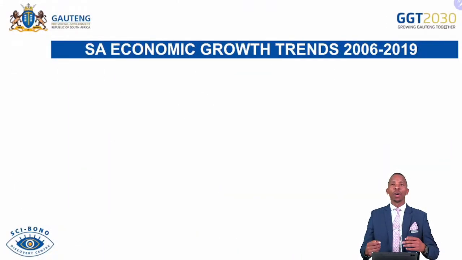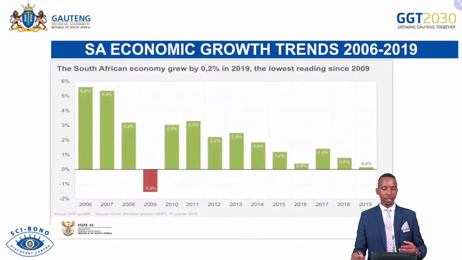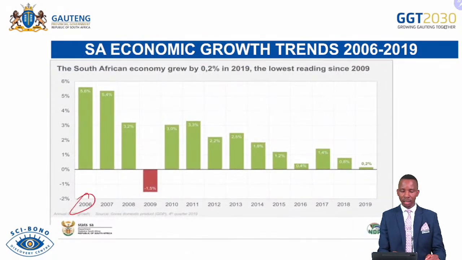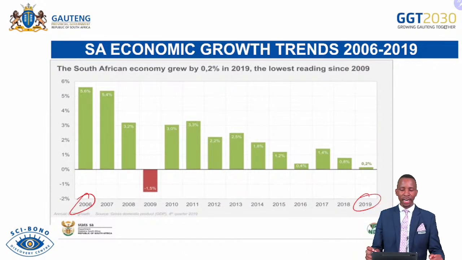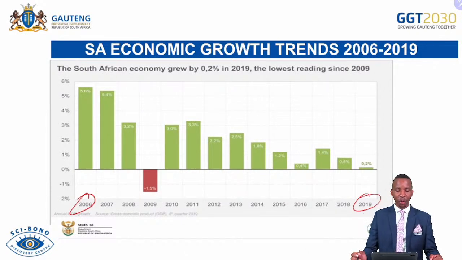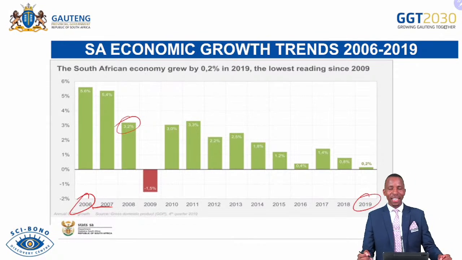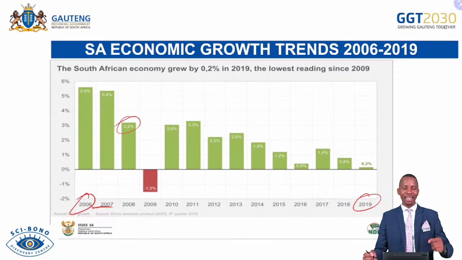So we check over the past years and past quarters, how has South African economic growth been? This is presented graphically, from 2006 to 2019. We can see we recorded the highest growth in 2006, which was 5.6%, and then it dropped to 5.4% in 2007. It dropped drastically in 2008 to 3.2%, and then in 2009 it declined negatively, because it became negative 1.5%.